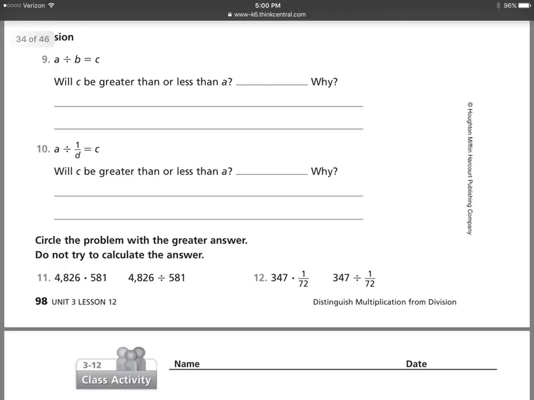With questions 9 and 10, use the same strategies we used above. The rules are the same for the letters that you see. If you want to assign values to them and solve them to help you figure it out, that's perfectly okay. Number 11 and 12, do not calculate these. You should be able to tell me which answer is going to be larger without calculating.